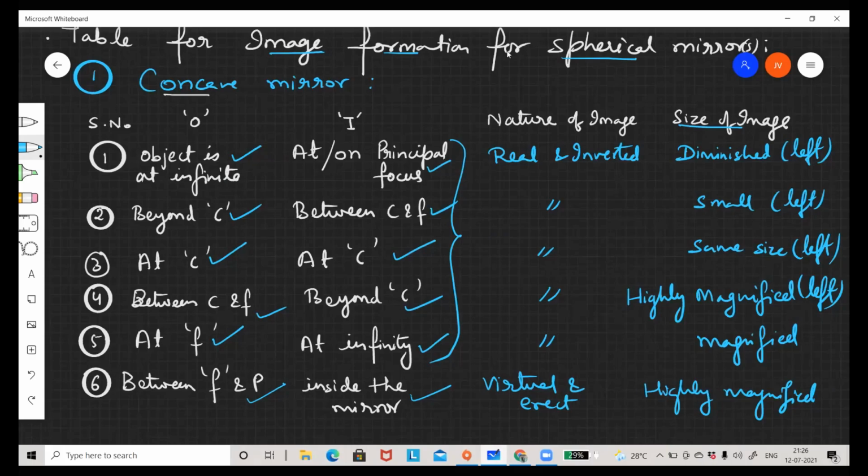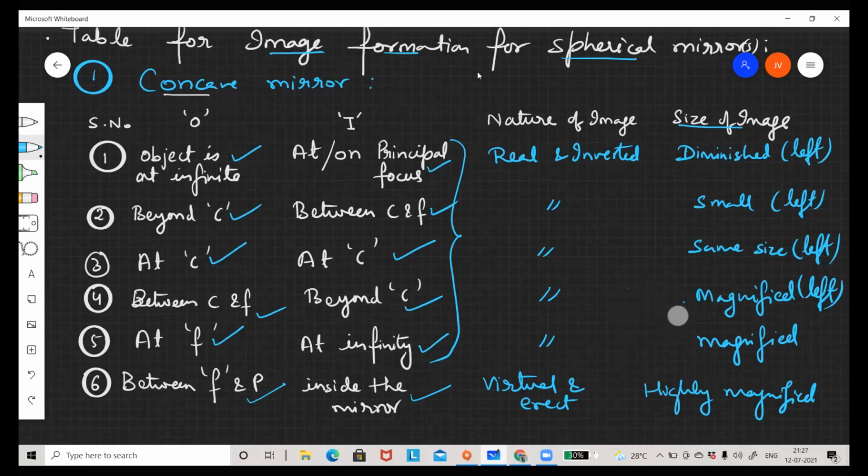Actually, I'll not ask you whether you have understood this. It is about how the image formation occurs. If I know this, then when I draw, we can cross check it, like whether I placed only one case of highly magnified.